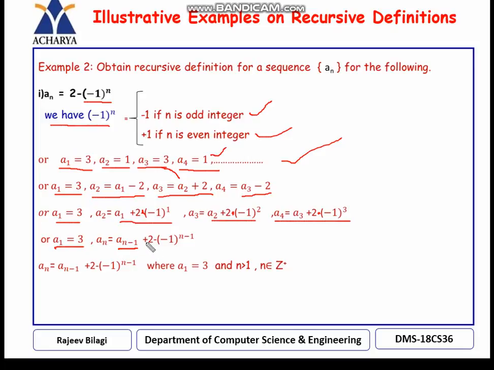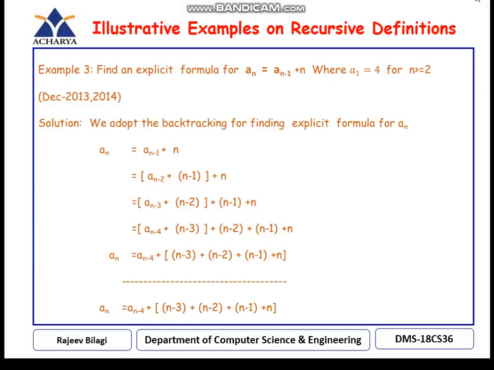So in general I can write a1 is equal to 3, an equals an minus 1 plus 2 into bracket minus 1 to the power of n minus 1, where a1 is equal to 3 and n is greater than 1 and n belongs to Z plus. Okay, so this is how we represent the sequence using a recursive definition.